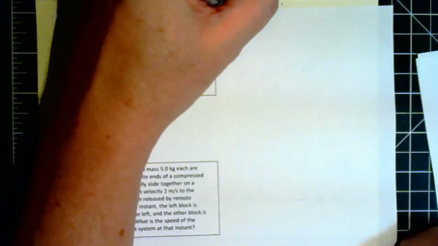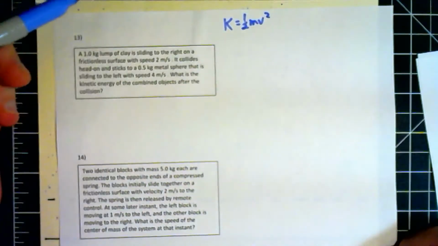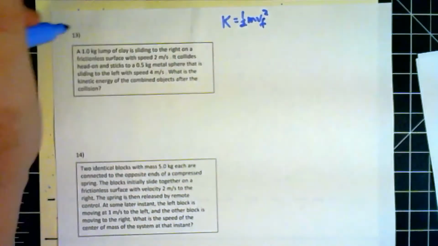All right, question number 13. A 1 kilogram lump of clay is sliding to the right on a frictionless surface with speed 2 meters per second, collides head on and sticks to a 0.5 kilogram metal sphere that is sliding to the left at 4 meters per second. What is the kinetic energy of the combined objects after the collision? So if I need to find kinetic energy, I need to know the masses, so I know the masses, and I need to know the velocities after the collision. So I need to find final velocity.